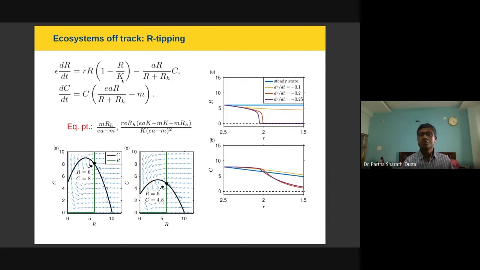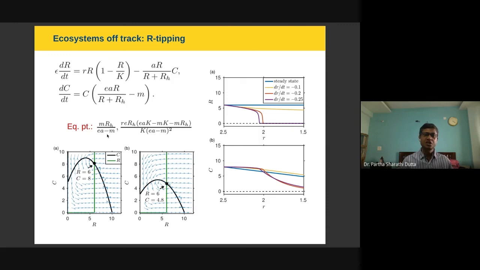So now the question comes, and this is just the phase portrait of the system for different parameter values. So you see for different R values, when you change R, the resource equilibrium point is at 6 in the beginning, and the consumer is at 8. But when I consider a different R value or a different K value, the resource equilibrium point is still at 6, and the consumer equilibrium point is at 4.8. Why is the resource equilibrium point still at 6? Obviously, because this resource equilibrium has no dependence on the parameters R and K.